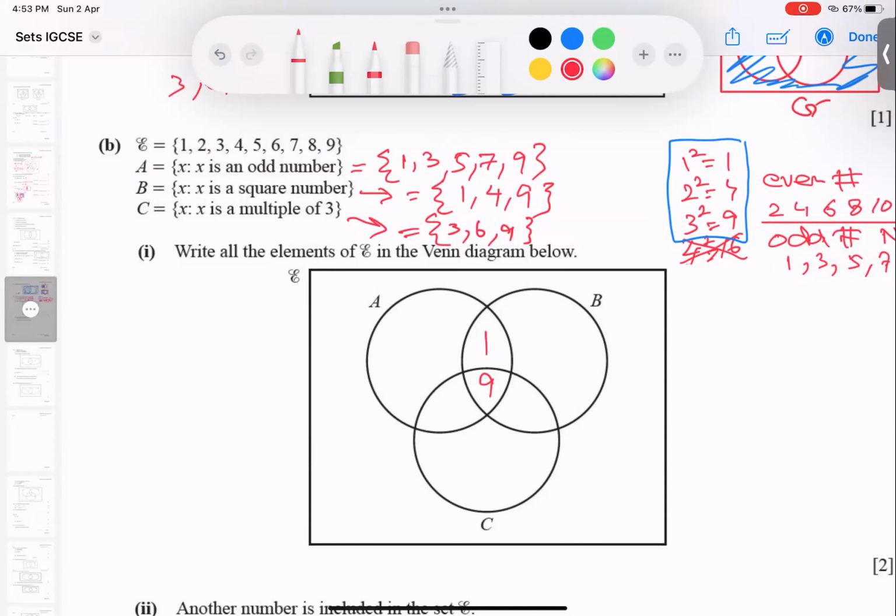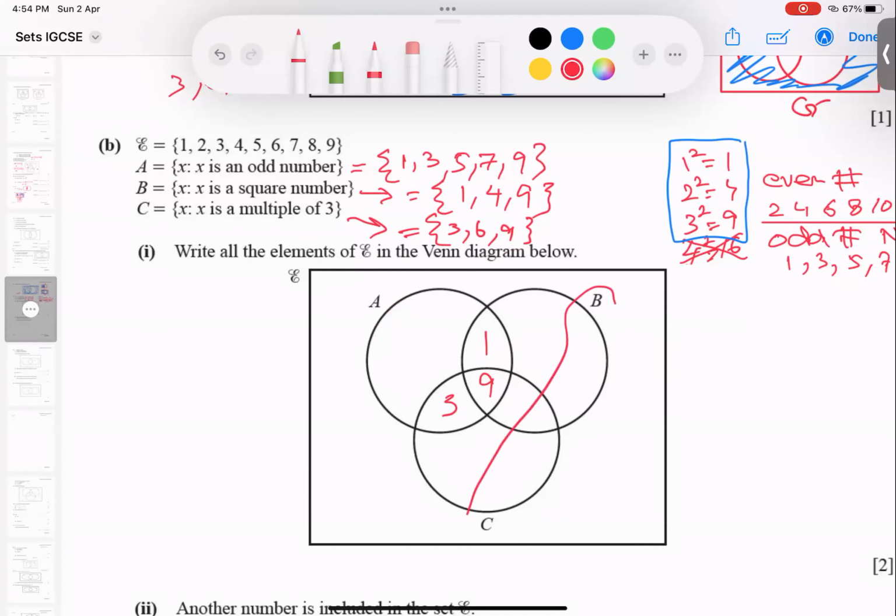I'm writing 1 here. And I tell you the technique: students always start from the middle part, then you think about this, then this, and then this part and this part, and finally you think about outside. Okay, so let's talk about A and C common. A is the top circle, C is the bottom circle. What is common between them except 9? Except 9, the other common number is 3. I believe you're understanding, so I'm writing 3 here.